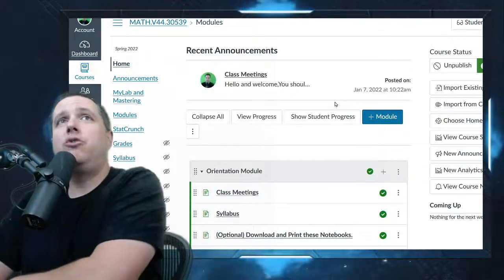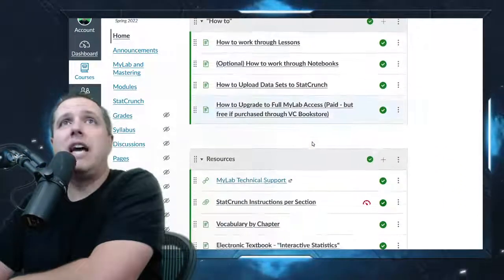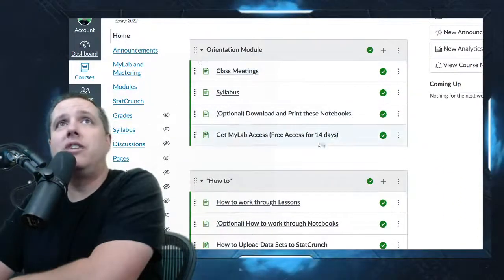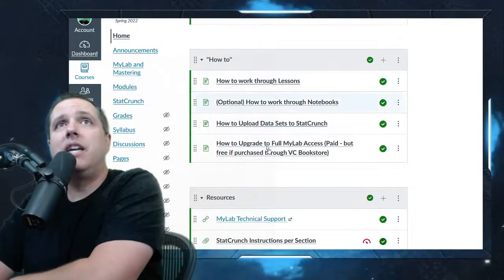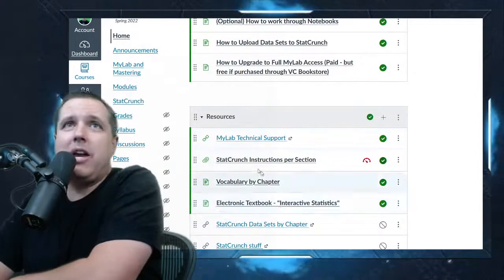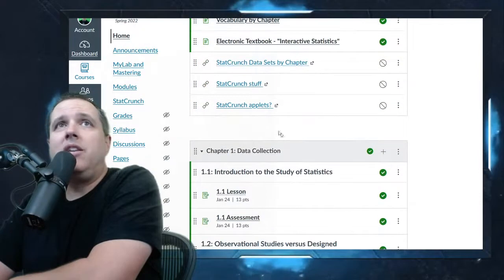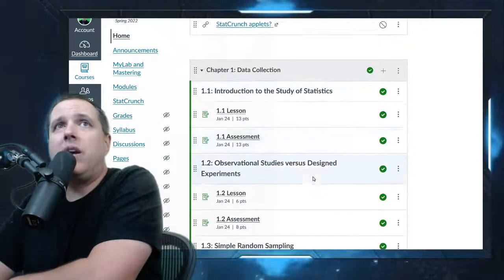So basically what you should do, start at the top of the Canvas page and work down. Make sure you understand the orientation stuff. Make sure you understand the how-to. Make sure you've looked at the resources. These resources you may or may not find as useful. But then you just start at chapter 1, work your way down.